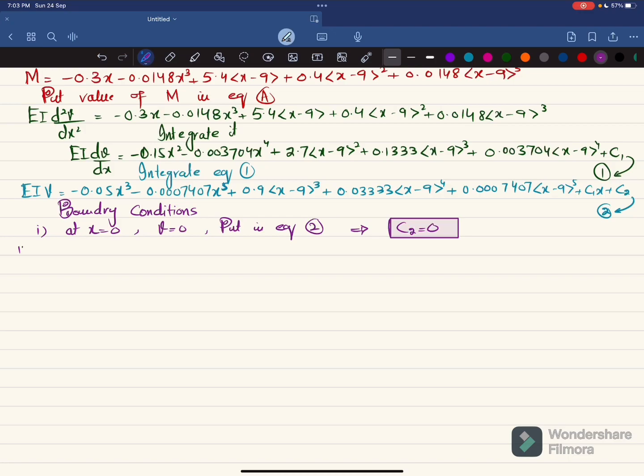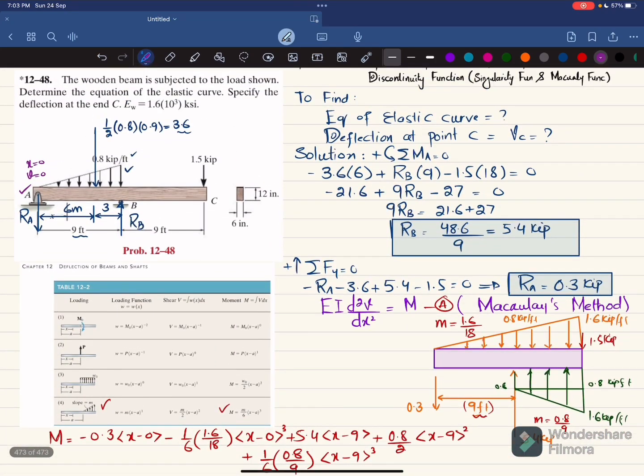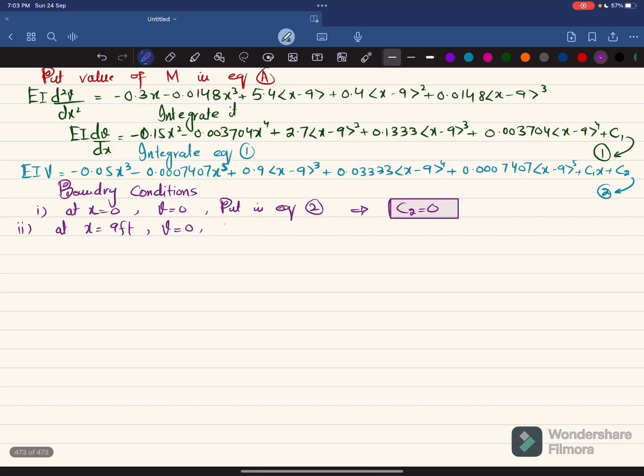Now the second boundary condition is that at x equal to 9 feet, we have v equal to 0. Let me show you again. Here you can see at x equal to 9 feet, we have deflection equal to 0 because there is a roller support. So put it in equation number 2.